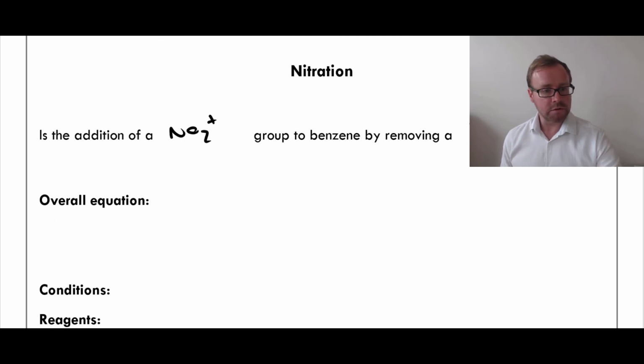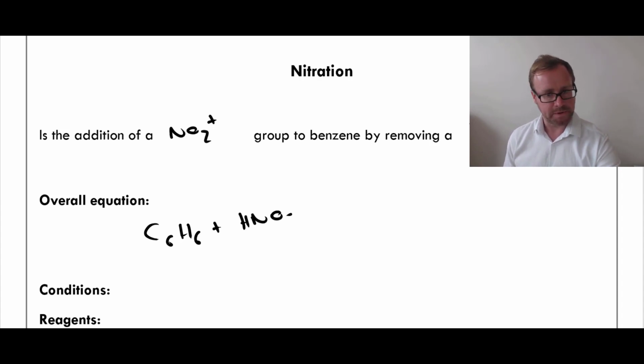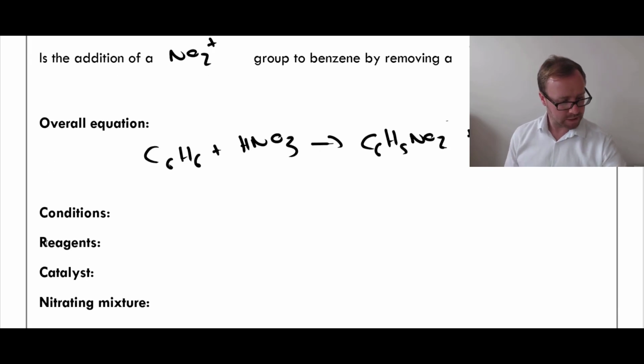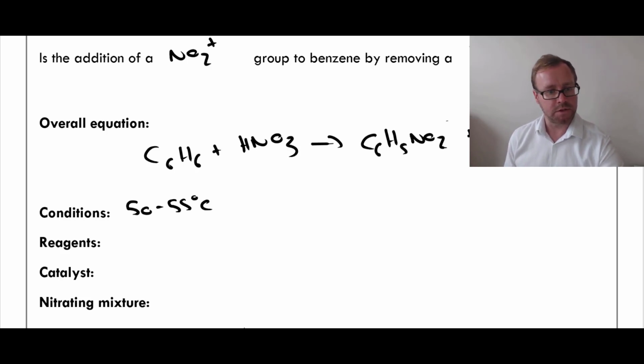So the overall equation is my benzene, C6H6, plus nitric acid, forms C6H5NO2 plus H2O. So I have added a nitro group to my benzene ring, hence why it's called nitration. The conditions: we need a temperature of 50 to 55 degrees, and we need concentrated acids.